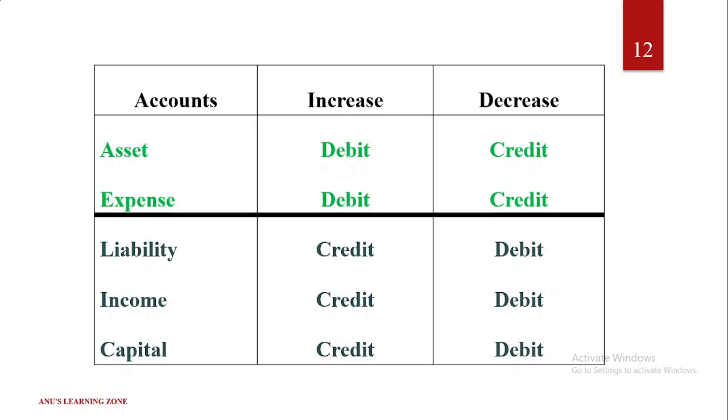So this is a simple rule that is related to all the 5 categories that come under the modern approach. When we compare the golden rule, that is the traditional approach, and the modern approach, I think the modern approach is quite easy for the process of journalizing. Now we can go through some examples related to the modern approach, and also learn how to journalize these transactions.